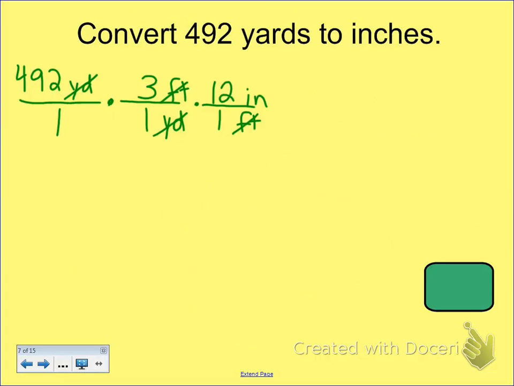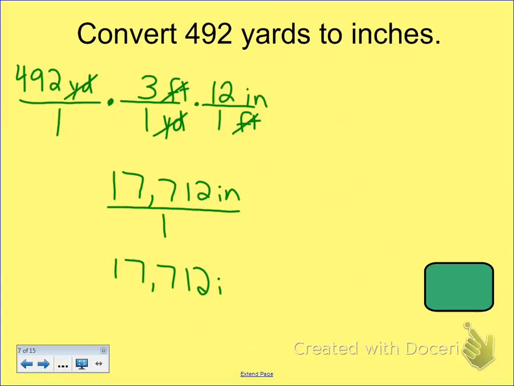Okay, so now you multiply all the numbers across the top. So 492 times 3 times 12 gives us 17,712 inches. On the bottom, 1 times 1 times 1 just gives us 1. And 17,712 divided by 1 is 17,712 inches. Again, making sure you label your answer with the inches.